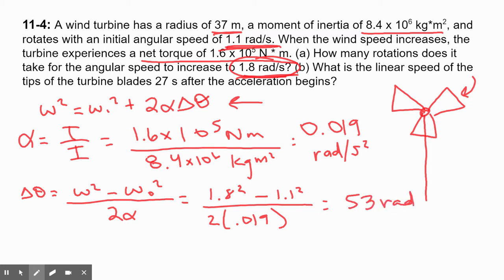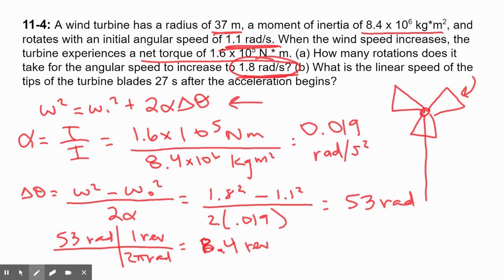Okay, we can convert radians to revolutions. So 53 radians. And I hope you remember this too. If not, write this down on your equation sheet. There are 2 pi radians in a single revolution. And if we do this math, it would be 8.4 revolutions. So this would be your answer to part A.